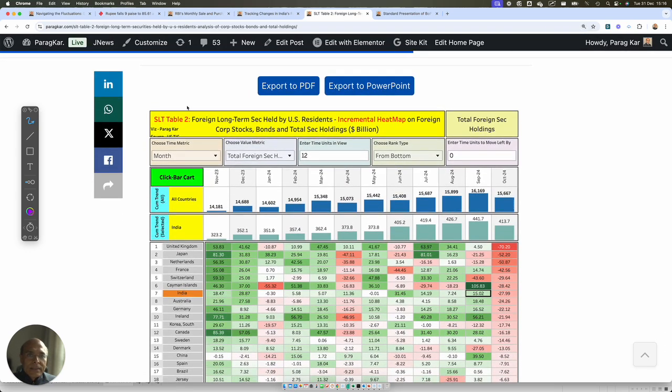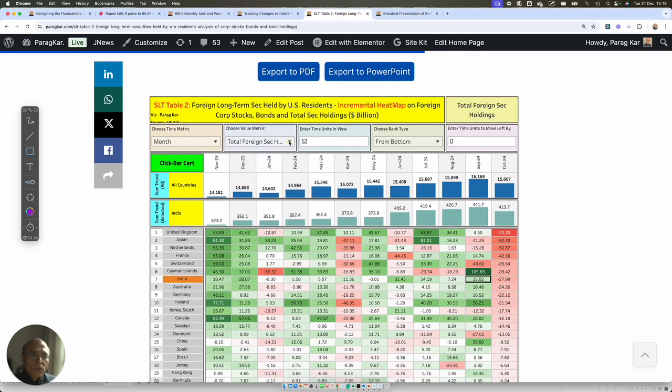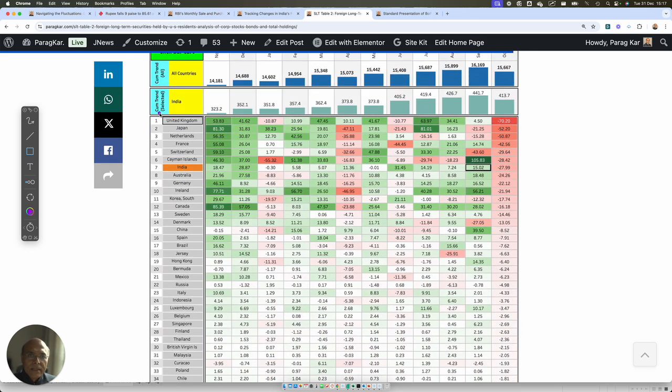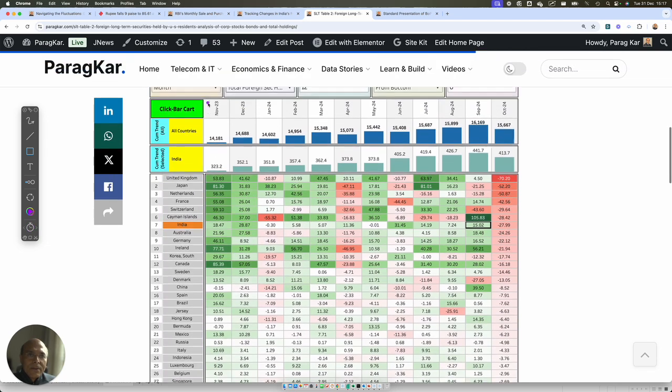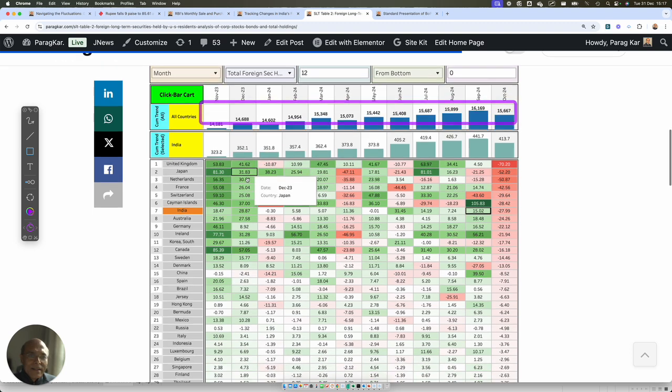In the US there are different tables, SLT1, SLT2, SLT3, in the TIC database. The SLT2 gives the foreign long-term securities held by US residents in other countries. So I have created a heat map which shows billions of dollars. In this heat map, what I am plotting is the total foreign security holding by US residents in foreign countries. Foreign countries means United Kingdom, Japan, Netherlands, India, and all these countries which are listed here. And the heat map is plotted on a time scale here.